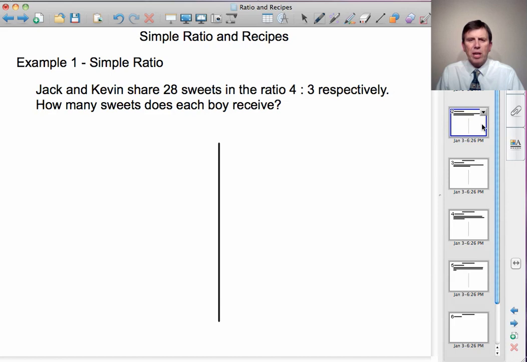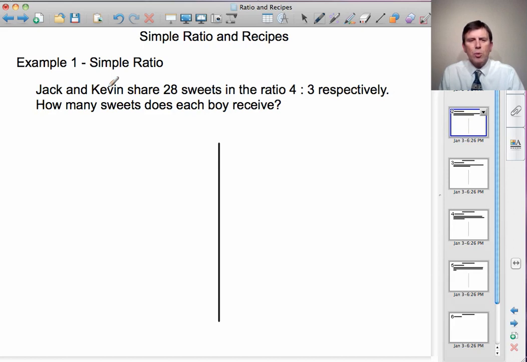Jack and Kevin share 28 sweets in the ratio 4:3 respectively. How many sweets does each boy receive? I think it's worth a word about respectively. What does it mean in this context? All it means in a ratio question is that the 4 and the 3 are in the same order as the boys' names, Jack and Kevin. So Jack gets 4 shares and Kevin gets 3.